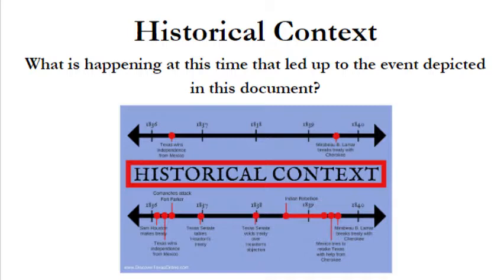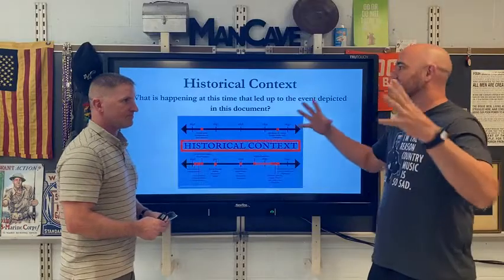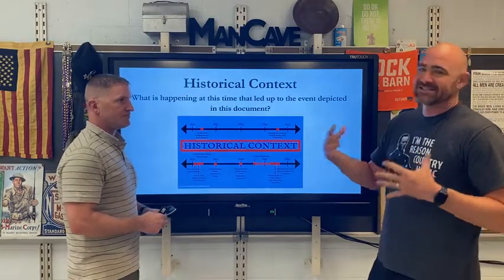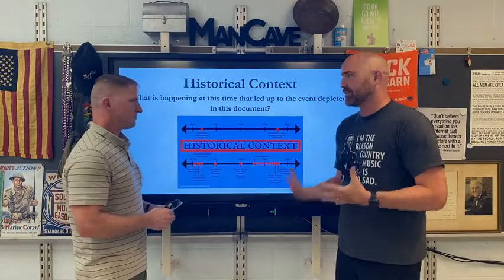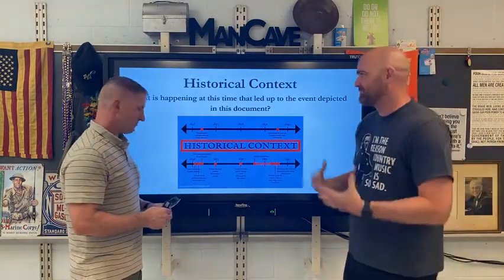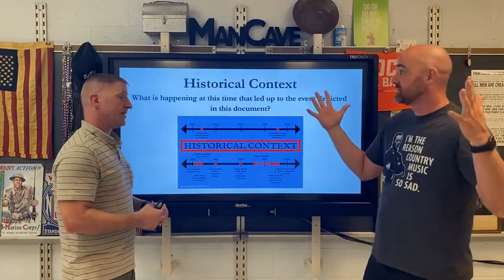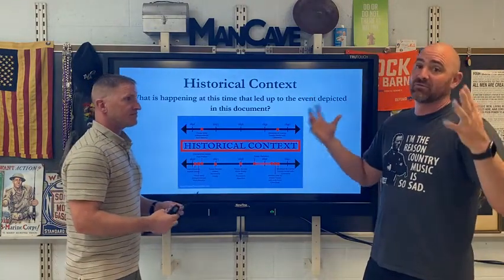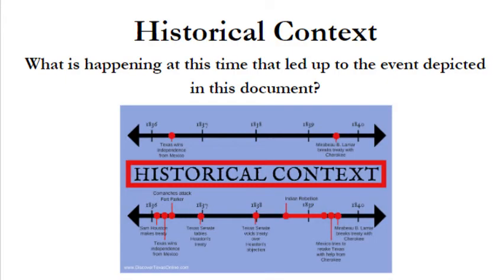Historical context is always talking about the time period, what is going on around the event that leads to the event being created, or the document, the source, whatever it might be, being created. The bigger picture. Always the bigger picture of what's going on in the world. What is happening at the time that leads up to the event being created.